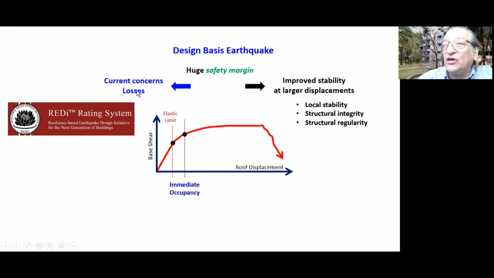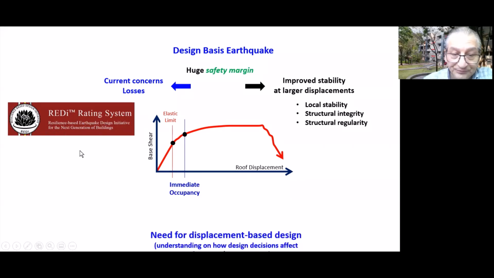Why? To reduce losses. And what we're proposing is to reduce considerably the lateral deformation that we're allowing during the design basis earthquake, from the life safety type of deformation to a much reduced one that is associated with immediate occupancy. And there are a lot of initiatives that are helping us understand how to achieve this reduction of lateral deformation in structural systems efficiently. For instance, the READY rating system, which stands for Resilience-Based Earthquake Design Initiative for the Next Generation of Buildings.